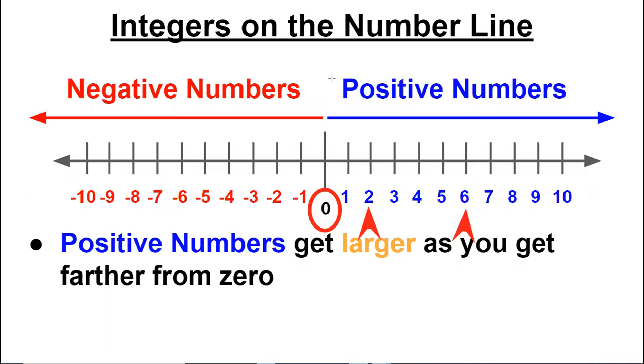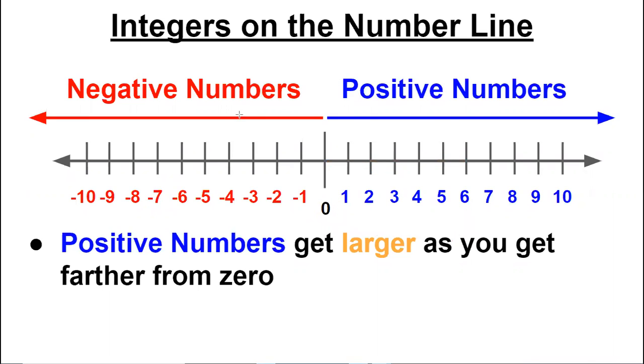So the distance from 0 to 6 is farther than the distance from 0 to 2. Notice that. So we would say that 6 is larger because it's farther from 0. You can imagine if you were really, really far from 0, like 1 million, that number would be way bigger than 2.